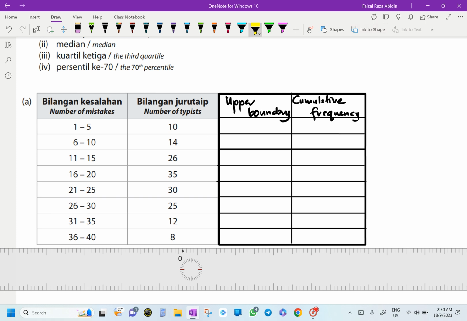Over here, girls, 5 and 6. 5 plus 6 divided by 2. What are you going to get? Yes, 5.5. For the next, you are going to get 10 plus 11 divided by 2. Yes, 10.5. Then 15.5, 20.5. You can get the pattern already for our upper boundary. Can, girls? Yes, sir. Okay.